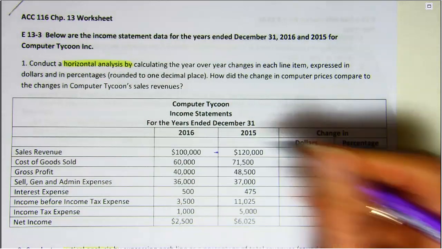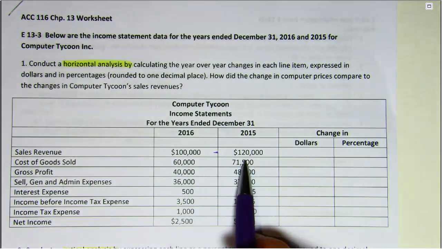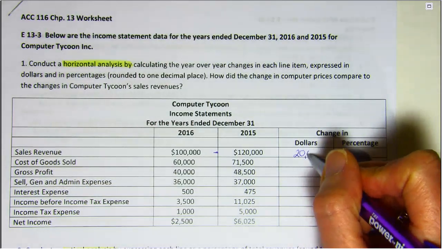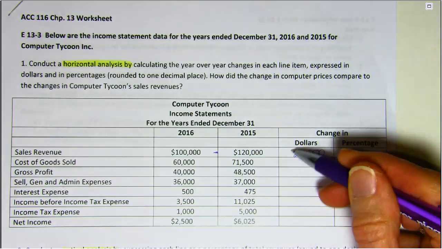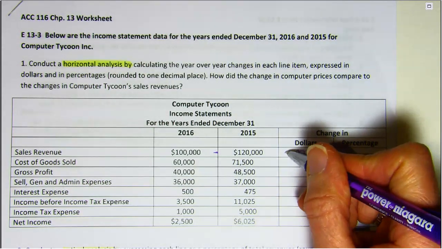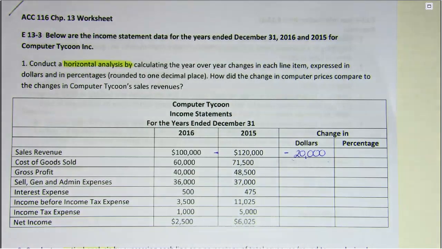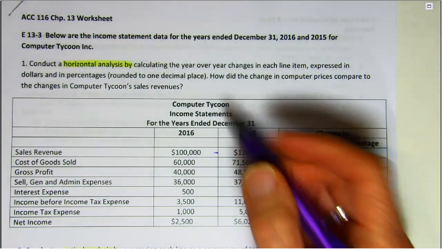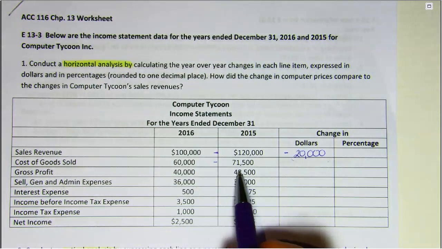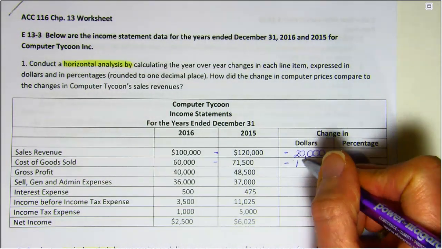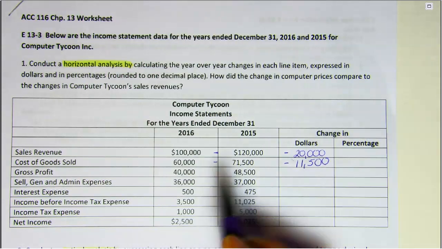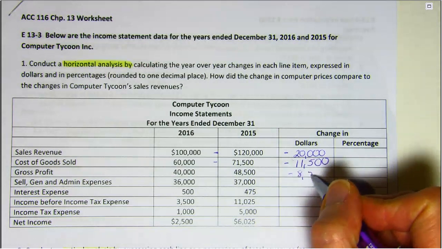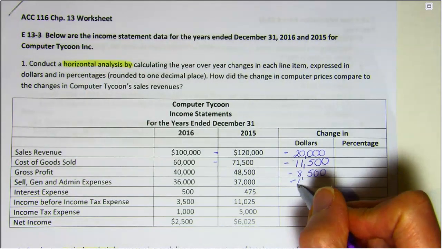We subtract, so 100,000 minus 120,000, and the difference is a decrease of 20,000. Now, in the real world, we would put parentheses around these to show a decrease, but in Connect, when you put a minus in, Connect will change it to parentheses. So that's the dollar change. And we do that with each one. 60,000 minus 71,500 is minus 11,500. 40,000 minus 48,500, a minus 8,500. And so on with each of these.